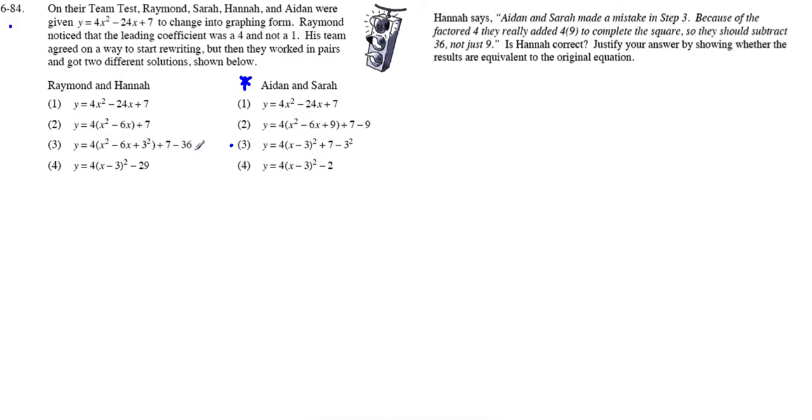Let's see if Raymond and Hannah are correct. I know that this is something that, for some reason, there wasn't much practice on beforehand. So let's go ahead and just work this out and compare so that we all understand the process of what's going on. And then I'll show you a second way that you can justify it here.